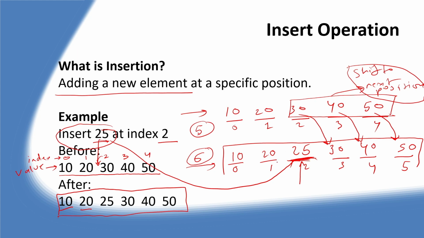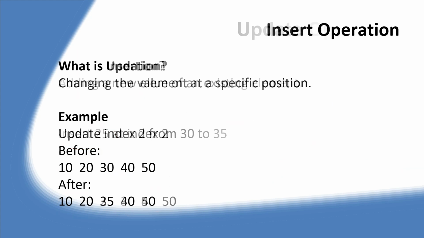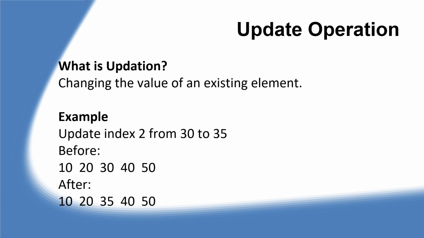Okay, let's move on to update operations. Updating is the simplest operation. We simply replace the existing value at a particular index with a new value, and that's it. So updating means changing the value of an existing element.